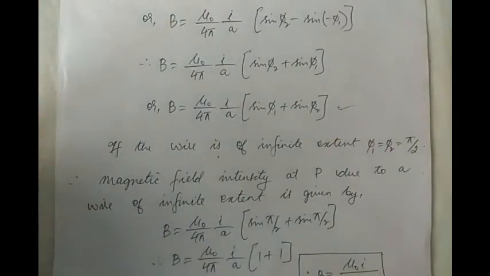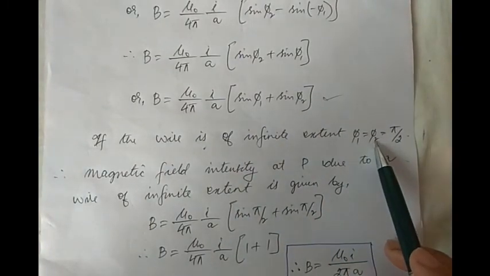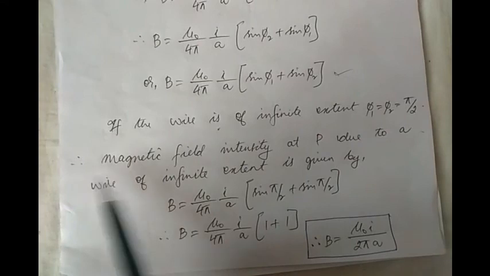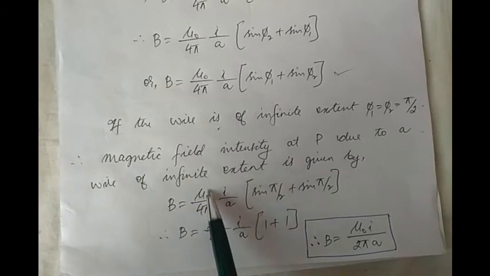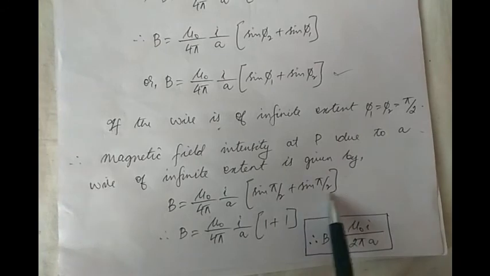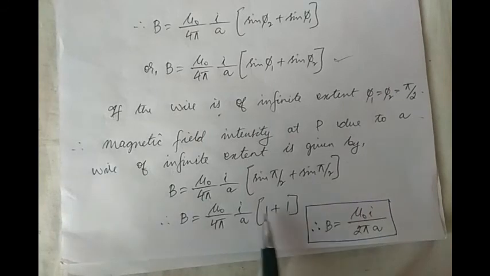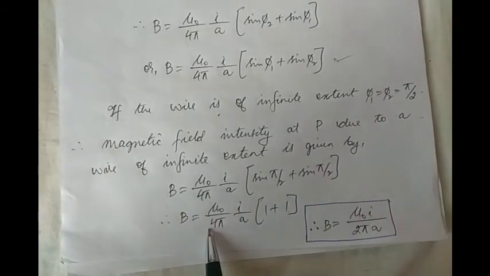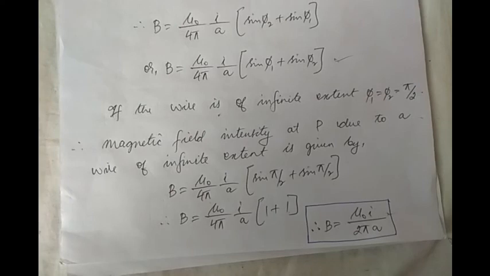So that is exactly what I've written. If the wire is of infinite extent, phi 1 is equal to phi 2, which is pi by 2. Therefore, the magnetic field intensity at point P due to a wire of infinite extent is given by B equals mu naught by 4 pi I by A. We substitute the value of phi 1 and phi 2, which is pi by 2, thereby we get this. Now sine pi by 2 has value 1, so 1 plus 1 gives us 2. That 2 and this 4 divide each other, giving us B is mu naught I by 2 pi A. So this is the value of the magnetic field intensity at point P due to a wire of infinite extent.